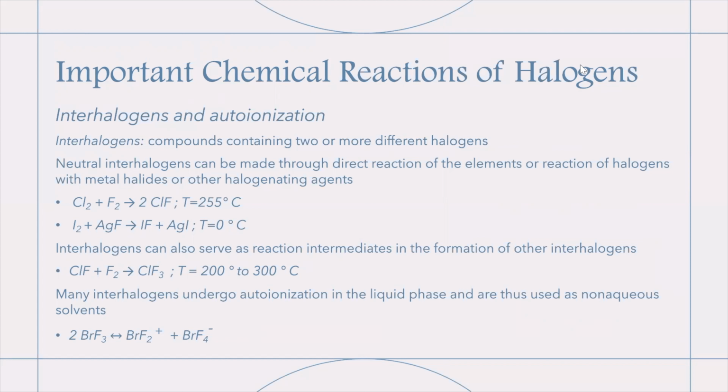These interhalogens can also serve as intermediates in chemical reactions when larger, more complex interhalogens are being formed. If we look back at the first reaction on this slide, that produced chlorine monofluoride, we can further react this species with fluorine to produce chlorine trifluoride. Finally, we see that many interhalogens undergo autoionization as liquids, which makes them excellent candidates for non-aqueous solvents.